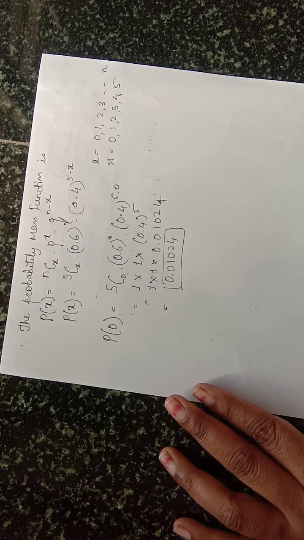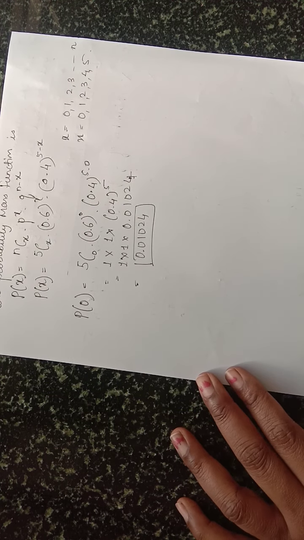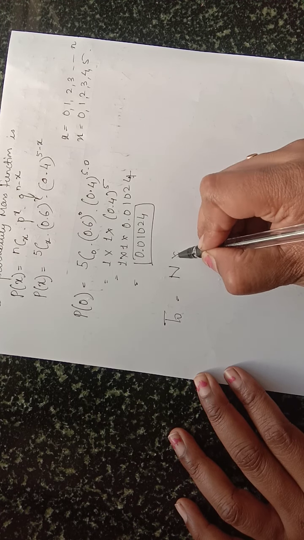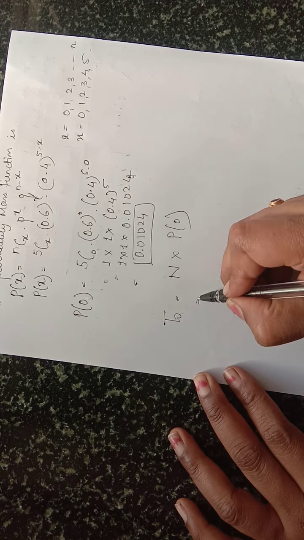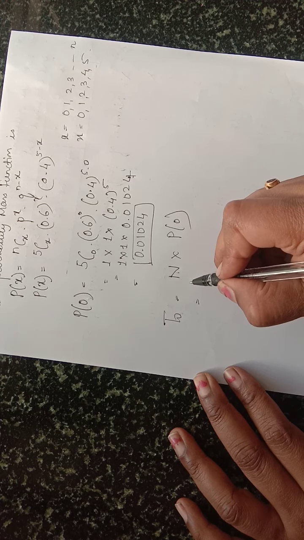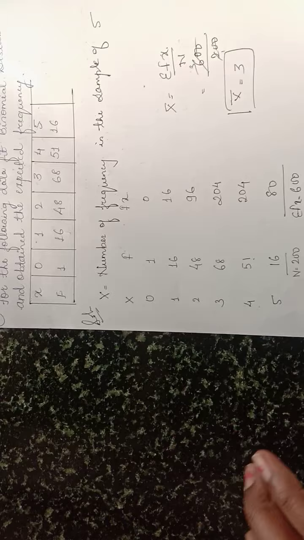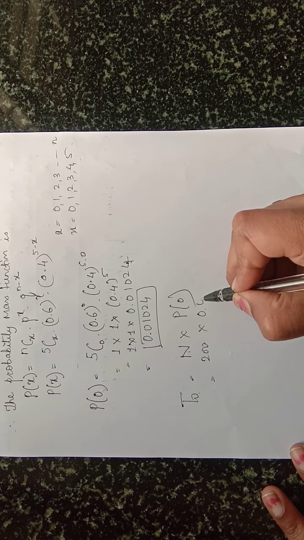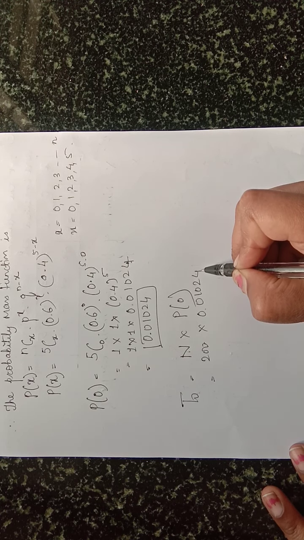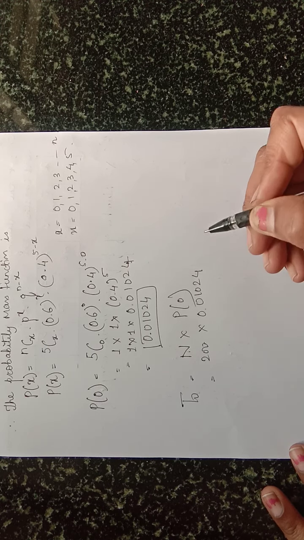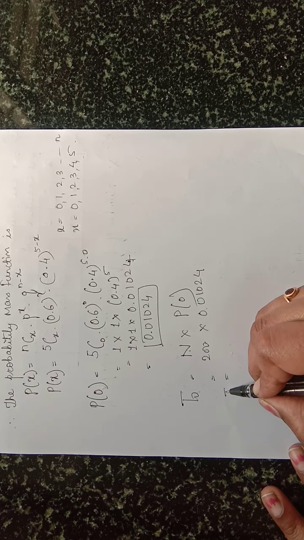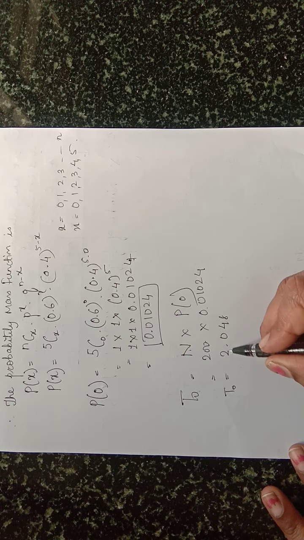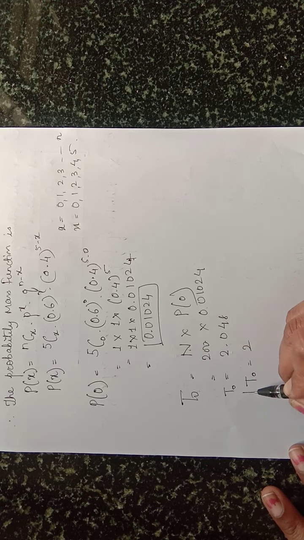Then by this P of 0, you can find the T of 0 answer, the base answer. So it is N into P of 0. What is N? Capital N, the total, is 200, and P of 0 you got is 0.01024. Multiply these, and we get the value of T of 0. T of 0 is equal to 2.048. It means, in round figure, T0 is equal to 2.